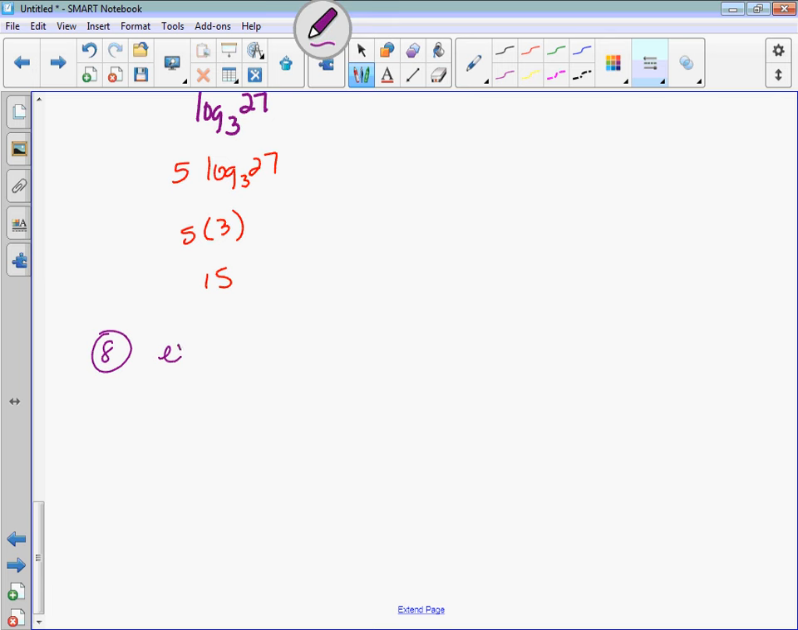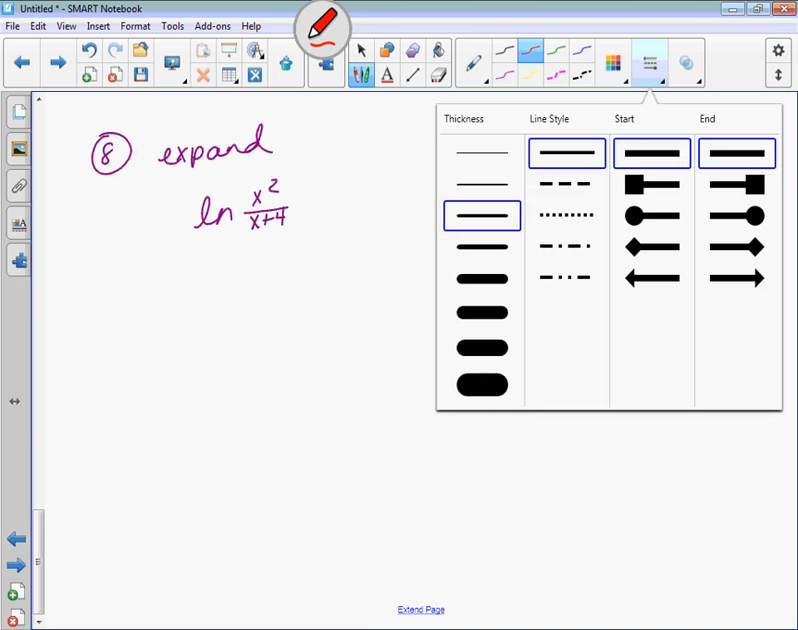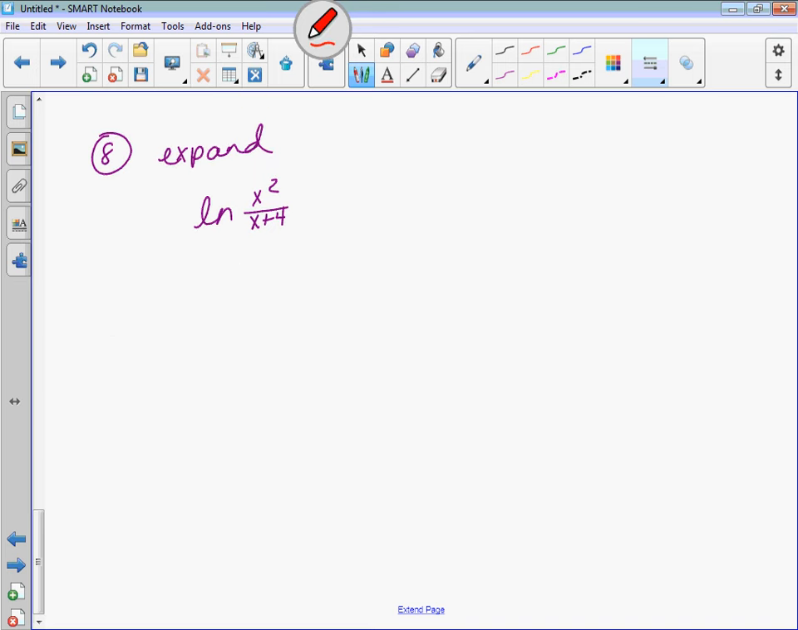Alright, we're back to expanding. Got natural log of x squared over x plus 4. Alright, I'll let you guys try this one.